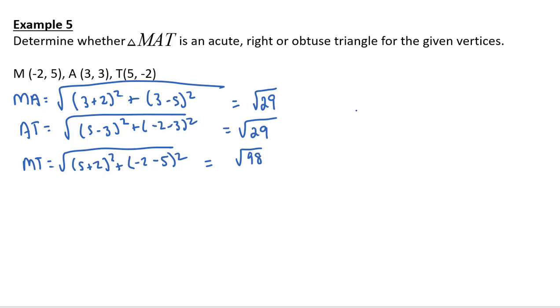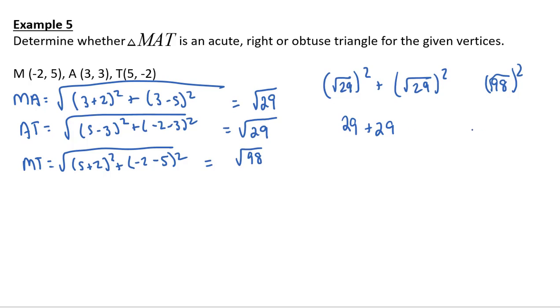Okay, so let's see, the two smaller sides. So square root of 29 squared plus the square root of 29 squared. How does that compare with the square root of 98 squared? So I have 29 plus 29. How does that compare with 98? So this is 58 and this is 98. My C, it's funny, I have that 58 is greater than 98. 98 is definitely greater, so my C is greater.